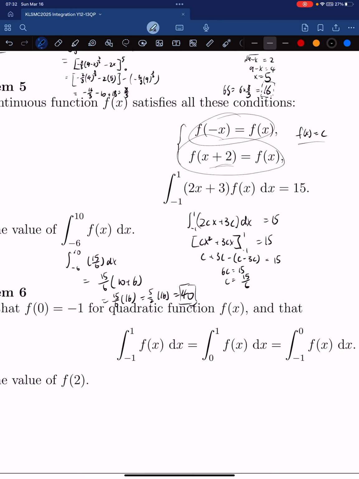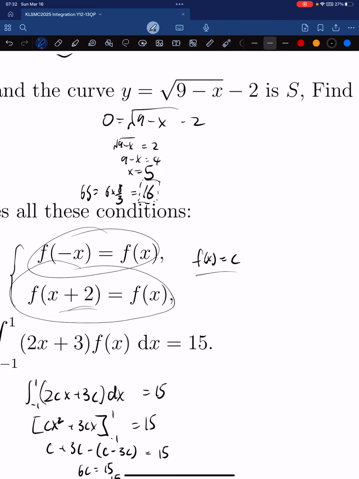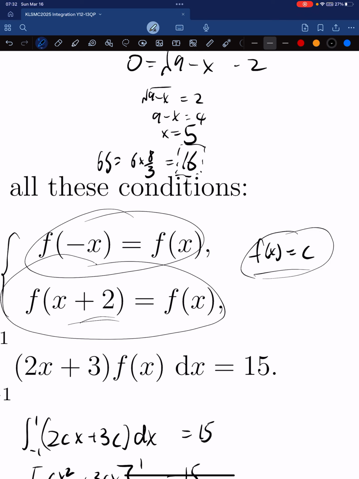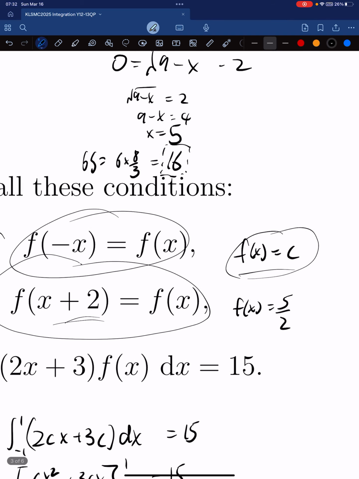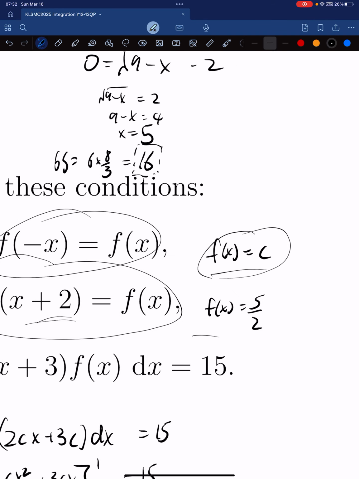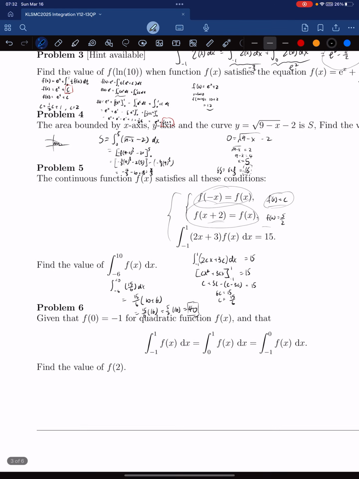So that's the trick of doing this question, by realizing that f of x equals a constant. By realizing that if f of x equals 5 over 2, it follows all these three properties, right? Then, because it follows all these three properties, let's just say f of x equals 5 over 2. Yeah, that's it. This is how we approach this question.